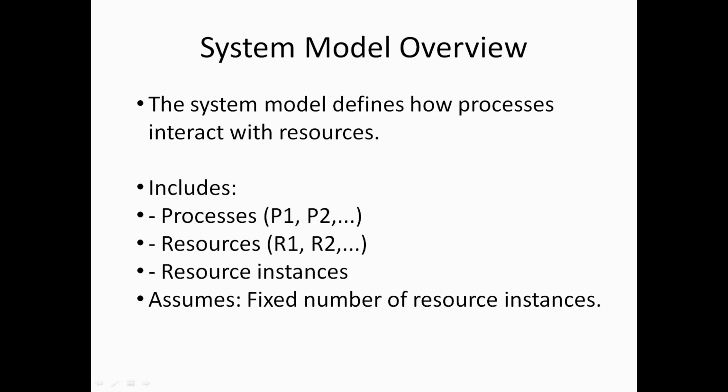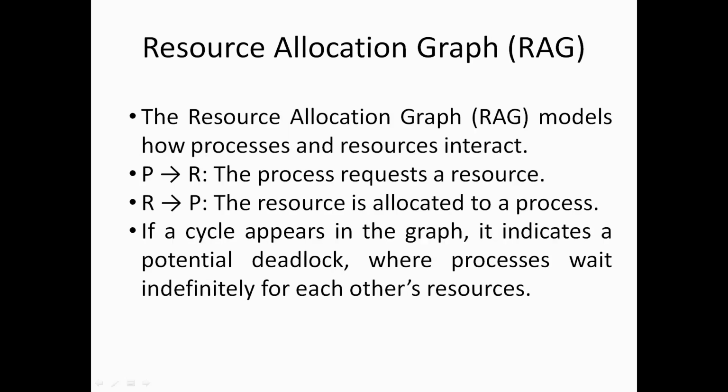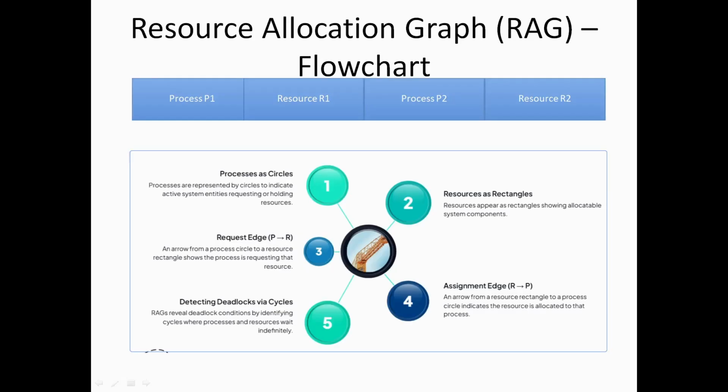Now we can see the system model overview, which defines how processes interact with resources. This model includes key components: processes like P1 and P2, resources R1 and R2, and a specific number of resource instances, which is a fundamental assumption showing a fixed number of resource instances. In the next slide, we can see that the resource allocation graph is a visual tool that models this interaction. It uses two types of edges: a request edge P to R showing a process requesting a resource, and an assignment edge R to P showing a resource allocated to a process. A cycle indicates a potential deadlock, meaning processes are indefinitely waiting for each other's resources. Now we can see in the flowchart how an RAG is built, which includes process 1 and its individual resources.